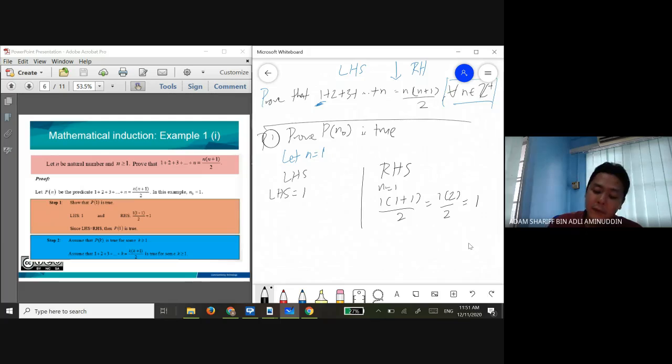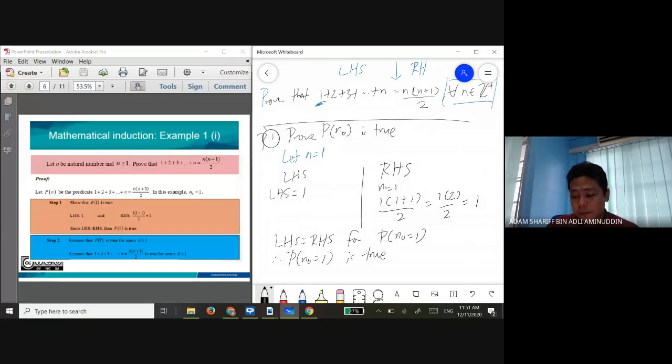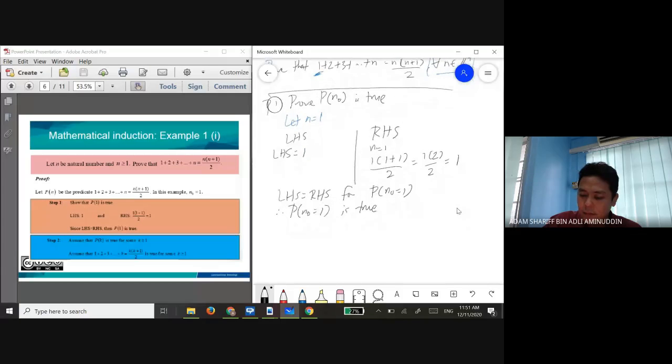So, for the first case, n equals to 1, left hand side equals to right hand side for the case of P(1). So, as my conclusion, n equals to 1 is proven to be true. For the first element, n equals to 1, kalau kita masuk dalam formula right hand side, dia betul, sama. This formula is true for the first element. Okay, this should not be a problem right now.